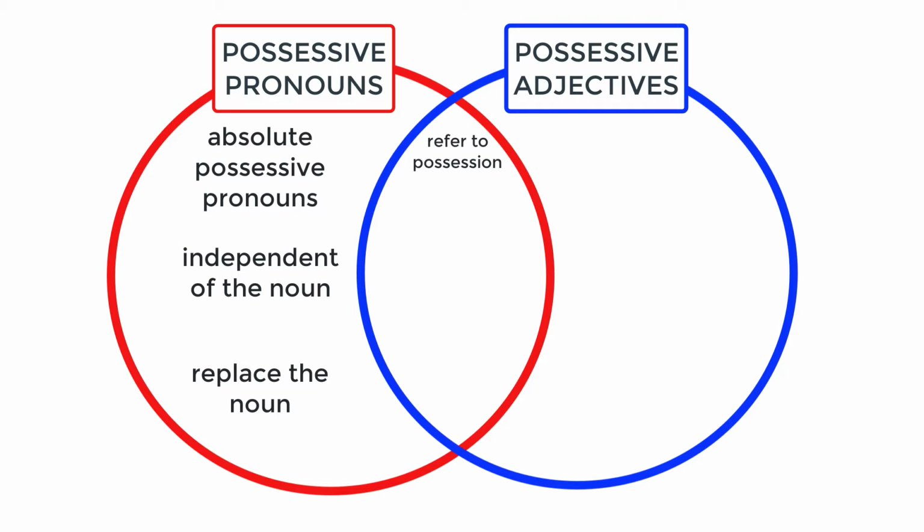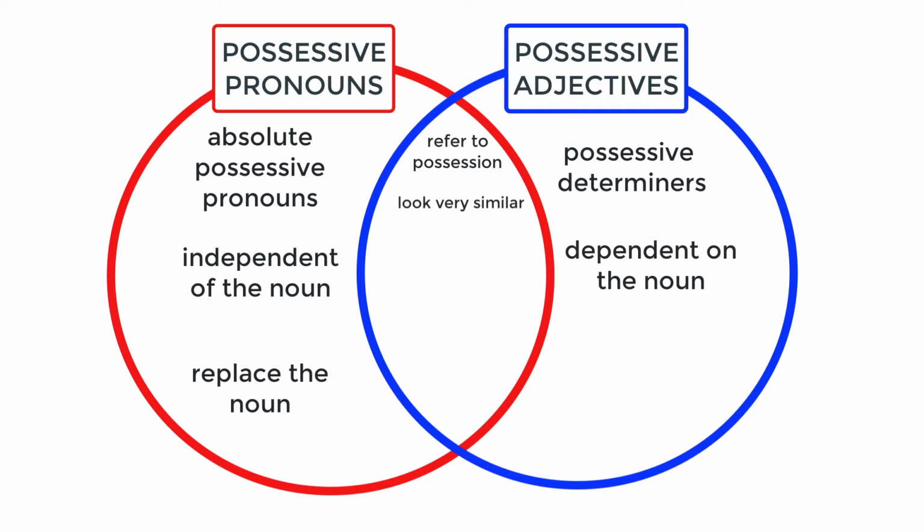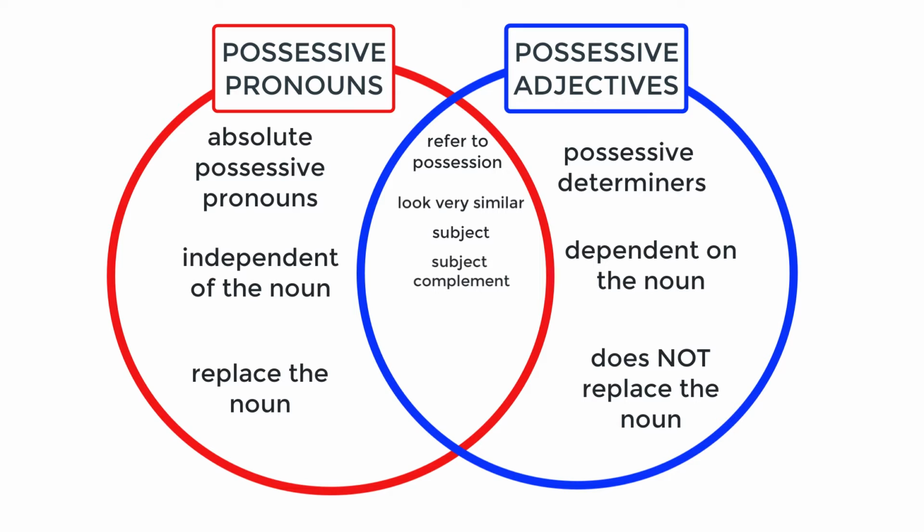Possessive adjectives, also called possessive determiners, look very similar to possessive pronouns. But unlike possessive pronouns, which are used to replace the noun or the noun phrase, the possessive adjective does not replace a noun. It is placed before the noun to modify it by identifying who has ownership or possession of it. Both possessive pronouns and possessive adjectives can perform 5 functions in a clause: the subject, subject complement, direct object, indirect object, and object of the preposition.